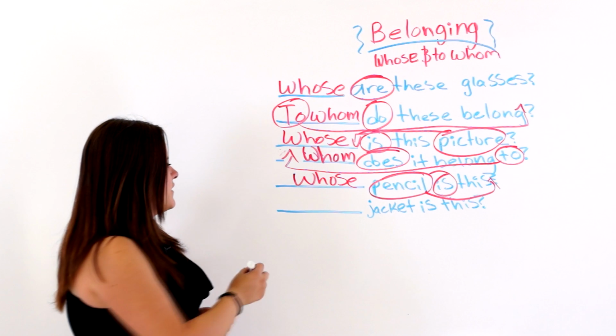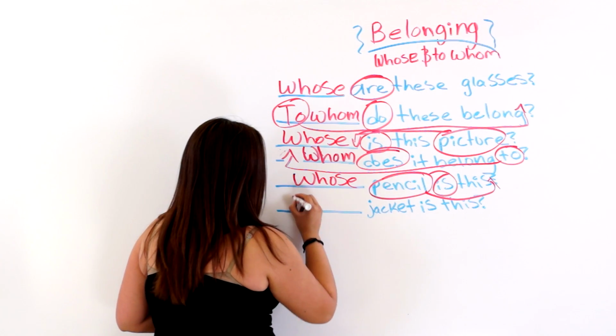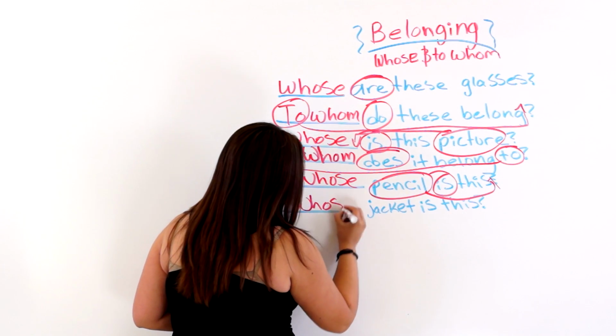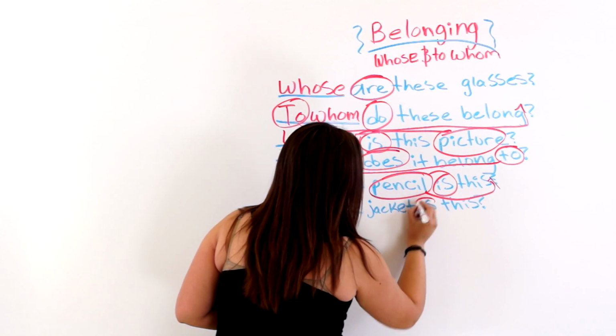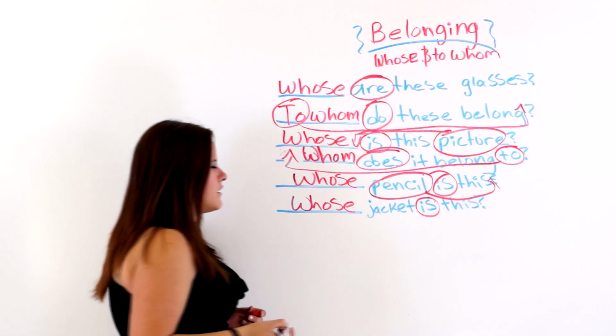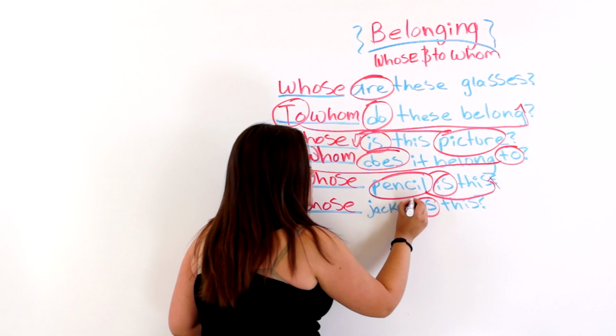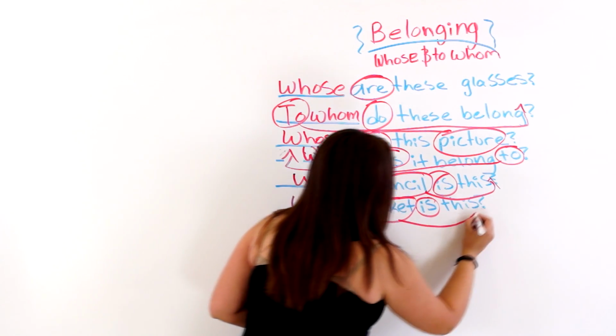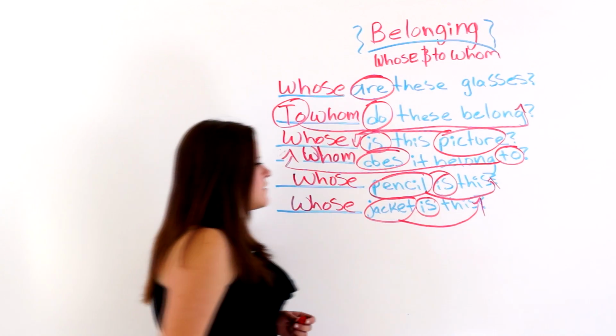Okay? Like here. Whose, again, whose jacket is this? Okay? We're using the verb be again. Or, whose is this jacket? Or simply, whose is this?